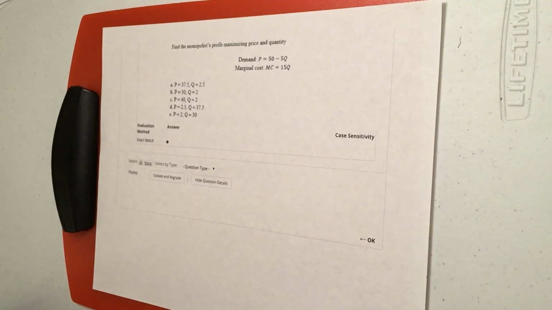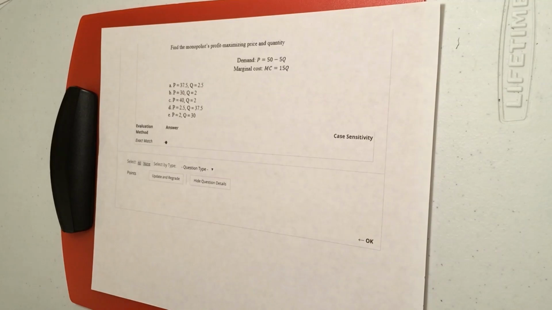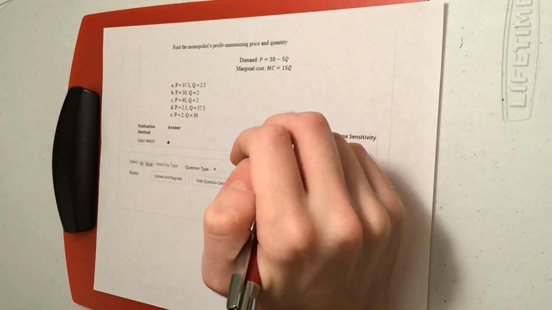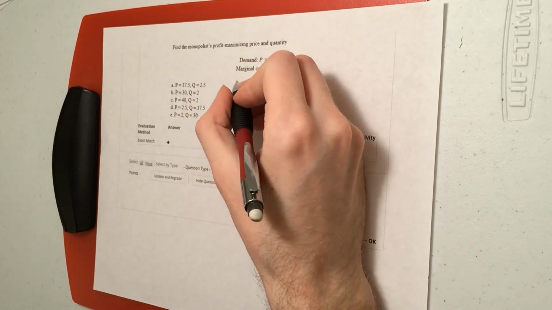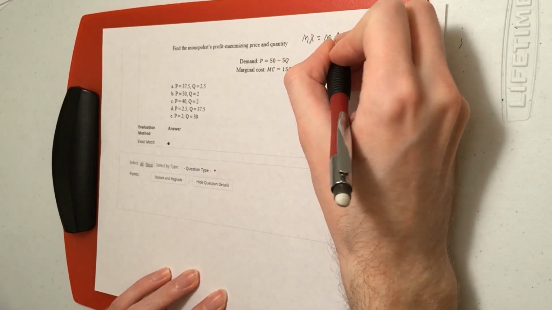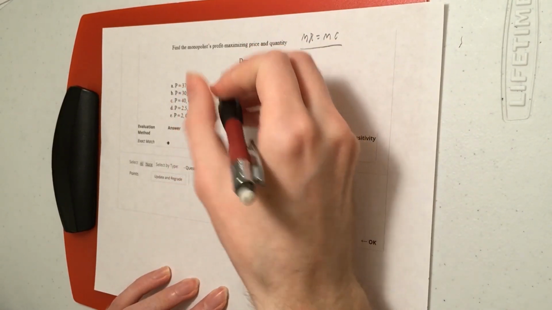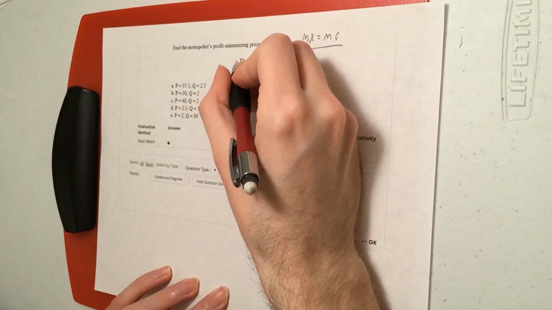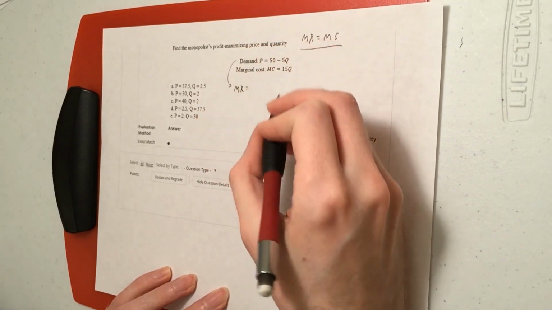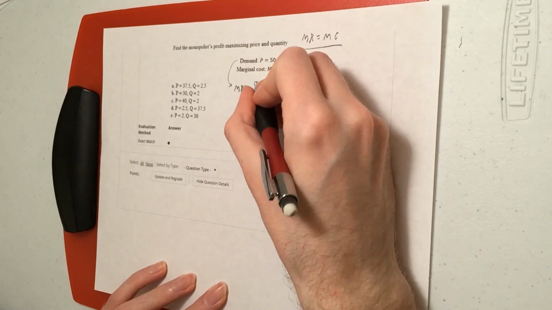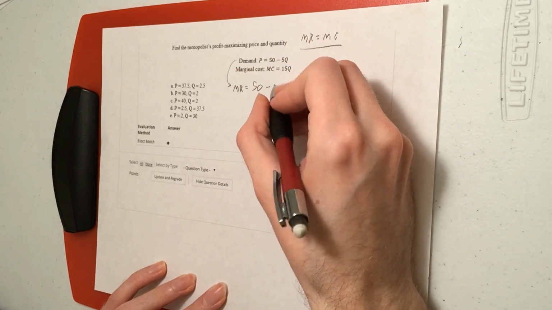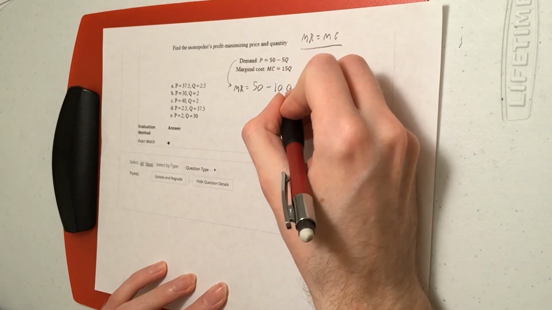All right, very last question. We're trying to find a monopolist's profit-maximizing price and quantity. So here's demand, here's marginal cost. Remember, the rule for a monopolist is you have to have marginal revenue equal to marginal cost. So we said before that marginal revenue has the same intercept as demand. The intercept here is 50, but it has double the slope. So instead of being minus 5q, it's now going to be minus 10q.